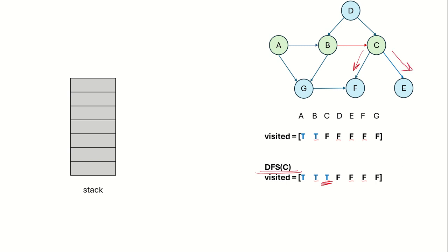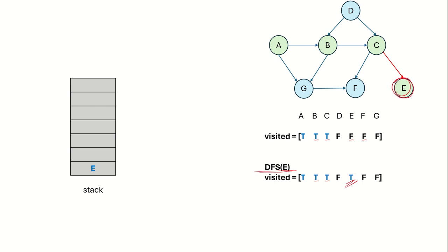We can choose either of them. So let's say we have chosen E now. So if we have chosen E, that means now we have to call DFS on E. When we call DFS on E, we also have to mark E as visited. And now when we check the neighbors of E, there are no neighbors. That means we have reached the end over here.